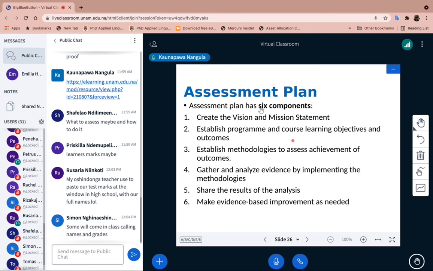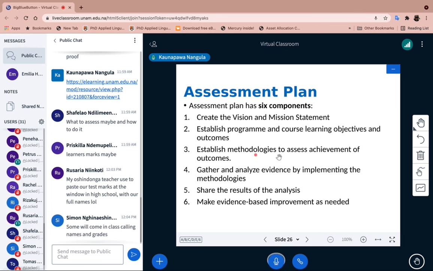But I know that one comes here. The school itself can also come up with its own specific vision and mission. All right. But then that vision and mission should be related to the ones that have been provided already by the Ministry of Education. And here the learning objectives and outcomes are provided in the syllabus, but then you have to pick the ones that you are going to assess.